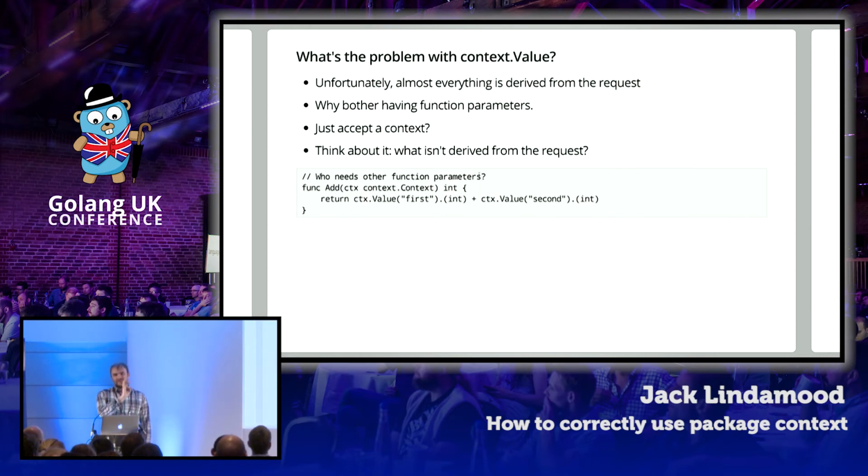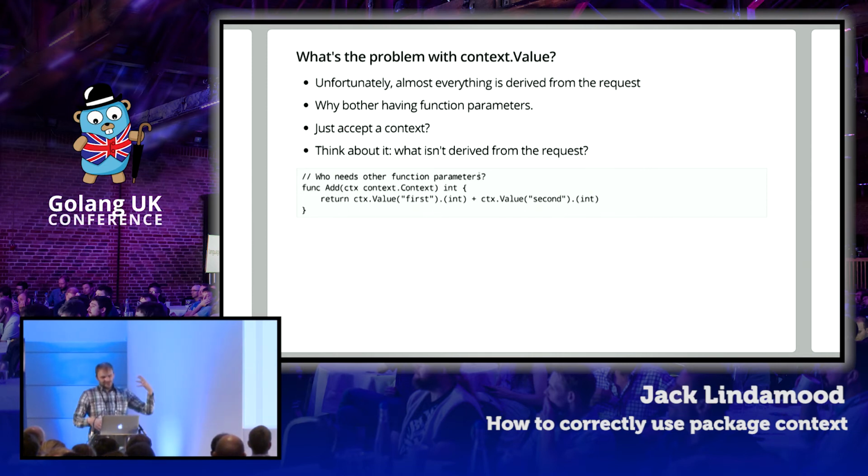Everything is a request scope value, which is somewhat ambiguous when you try to figure out how to use it. So you can imagine an add function that just takes a context, because really, why do you need parameters? If they don't want to give us keyword arguments, but they want to give us context, we'll do it, and we'll just make our own.